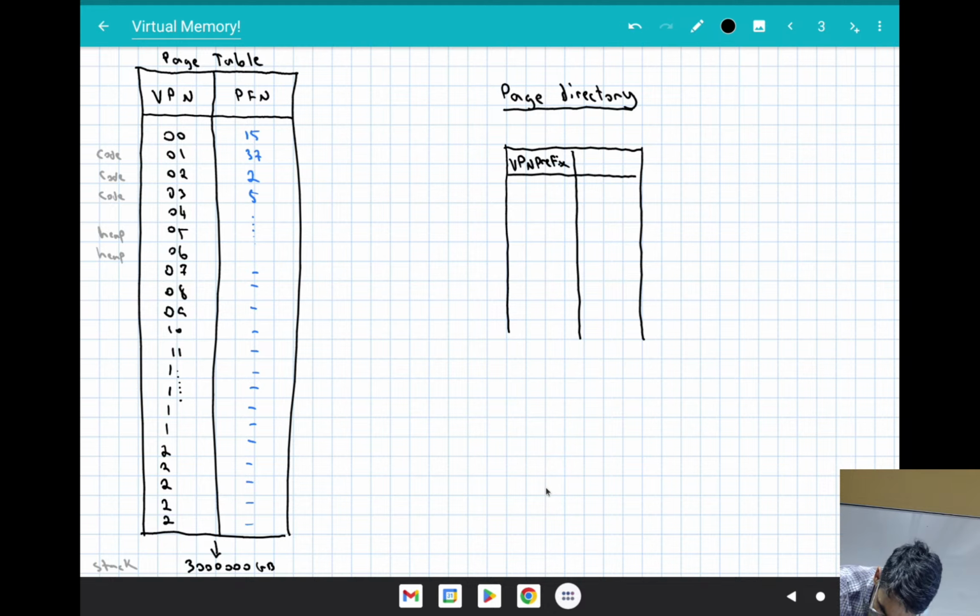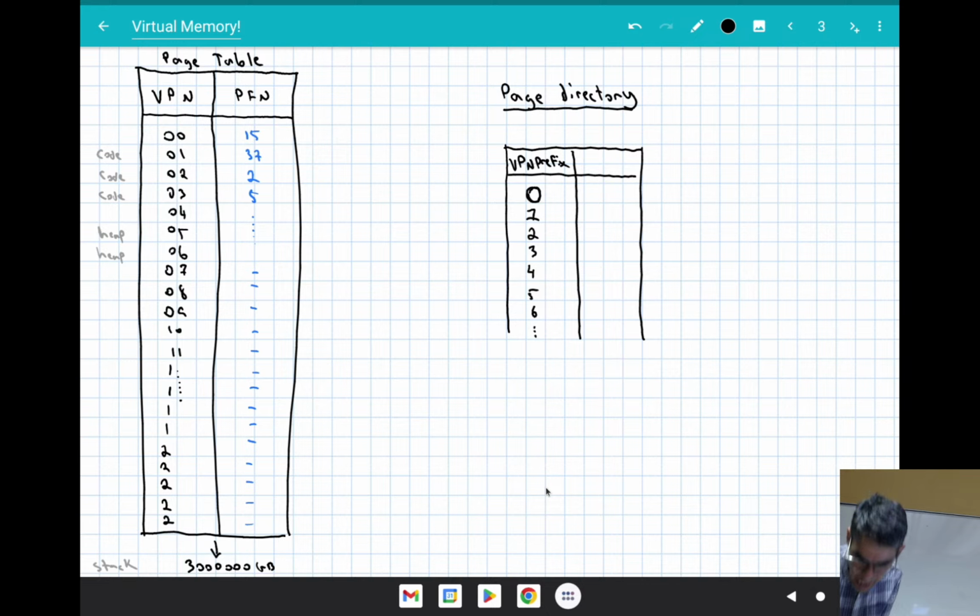And so this is going to be for all pages that start with 0. This is going to be for all pages that start with 1. This is going to be for all pages that start with 2 and 3 and 4 and 5 and 6 and so on.